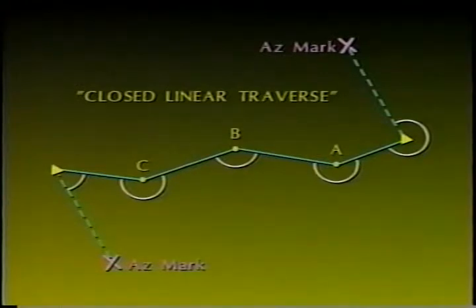The closed linear traverse starts and ends at different points of known value and normally includes a closed station azimuth mark for angular closure. When no azimuth mark is available, the determining factor to the accuracy of the survey is the positional error of closure.